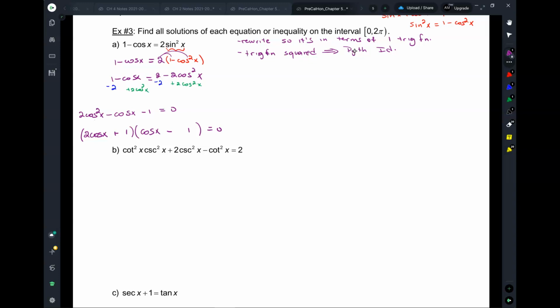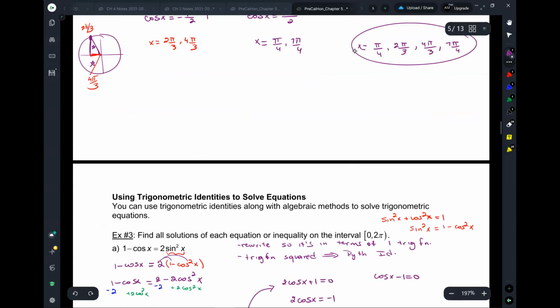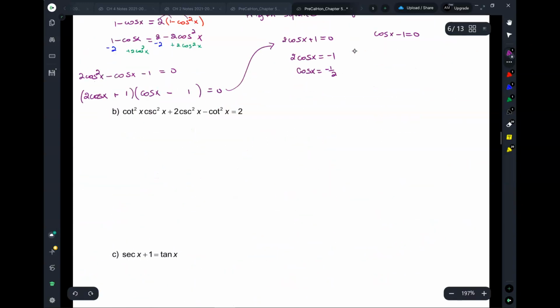Now, I can set each one of them equal to 0 and solve. 2 cosine x plus 1 equal to 0. Cosine x minus 1 equal to 0. So 2 cosine x is equal to negative 1. Cosine x is negative 1/2. And this is just like the one we just did, right? So we just did cosine x equals negative 1/2 here. And we got 2 pi over 3, 4 pi over 3.